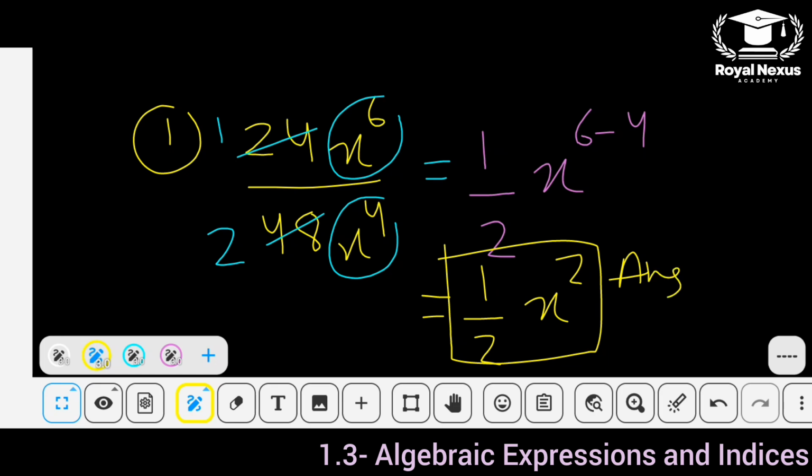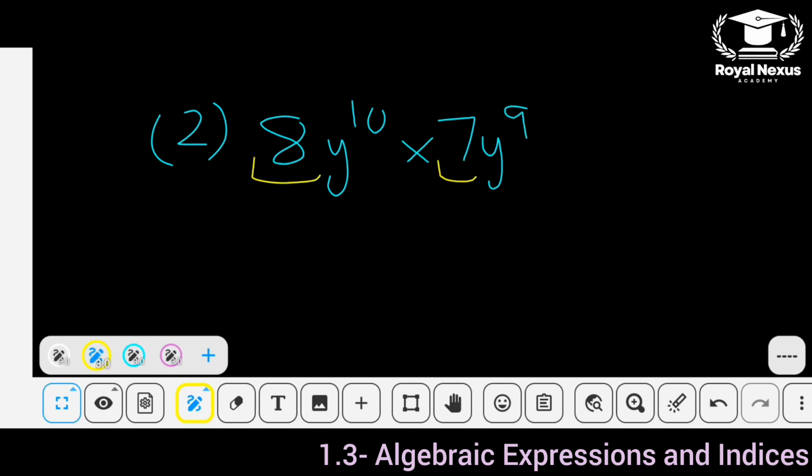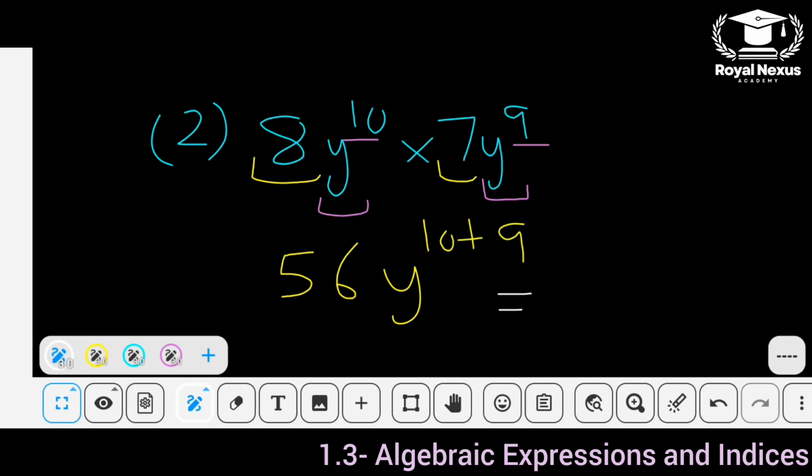Now moving on to the second question. The second question is 8y to the power 10 times 7y to the power 9. Again, first we need to multiply the two numbers, that is 7 times 8 is 56, and then we need to add the powers together because the bases are the same, y and y. So it will be 56y to the power 10 plus 9. So the answer is 56 times y to the power 19.